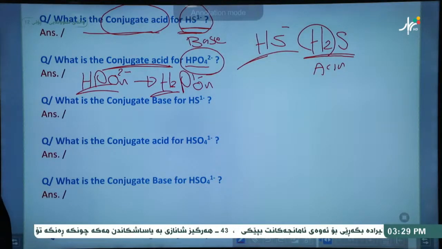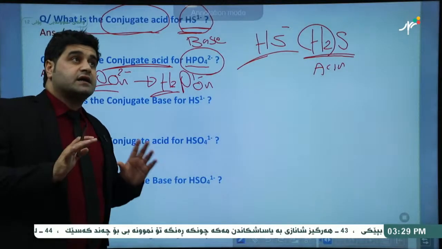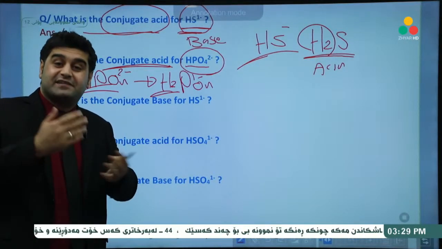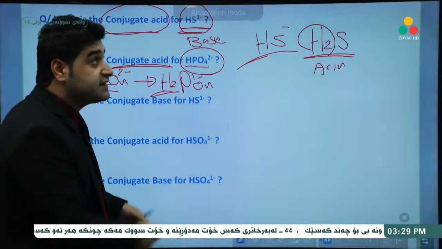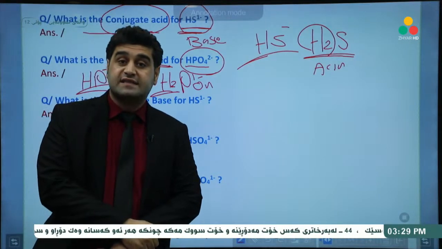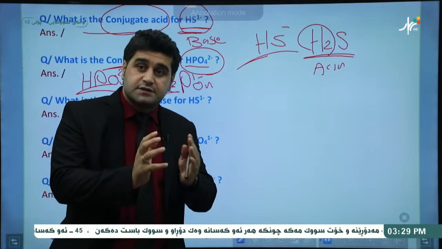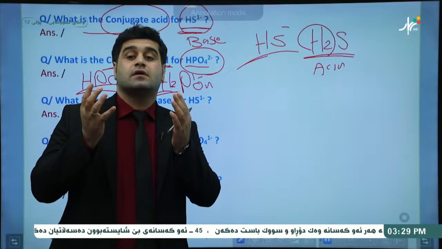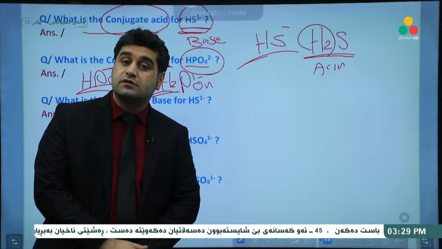Ah, teacher, now I understand. When we want to create a conjugate acid, we should increase a proton. And when we want to create a conjugate base, we should release a proton. We should decrease the number of protons. Oh, that's very easy. Now I understand. If we want to create a conjugate acid, increase the number of protons. Creating a conjugate base, decrease the number of protons.